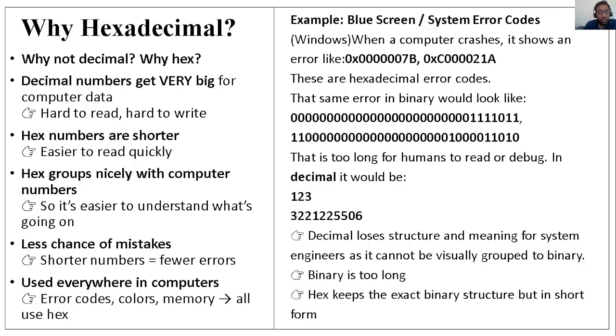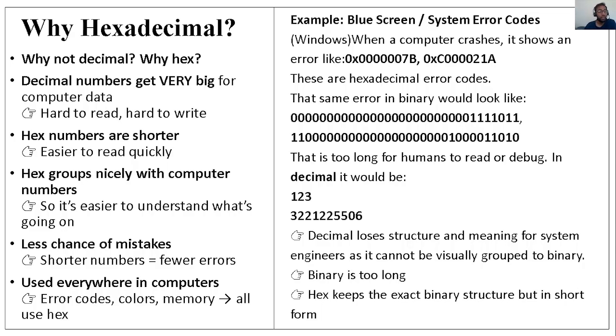Now, why do we use hexadecimal? Why not decimal? Decimal numbers get very big, and they are very hard for a computer to read and write. Also, humans cannot directly convert them into binary numbers. There is no method to convert them directly into binary, so that will become a very complex decimal number. What is the benefit of hex numbers?